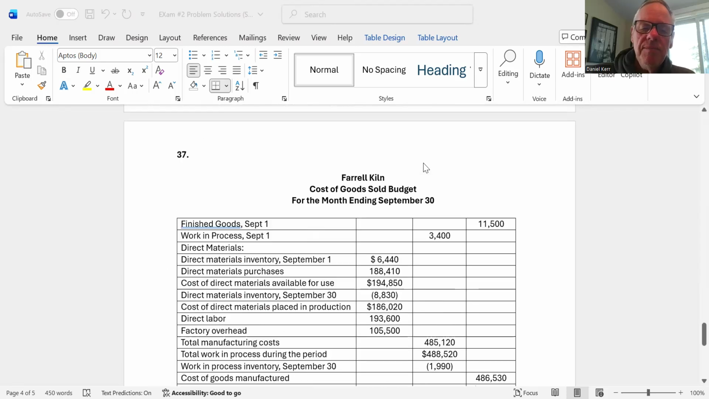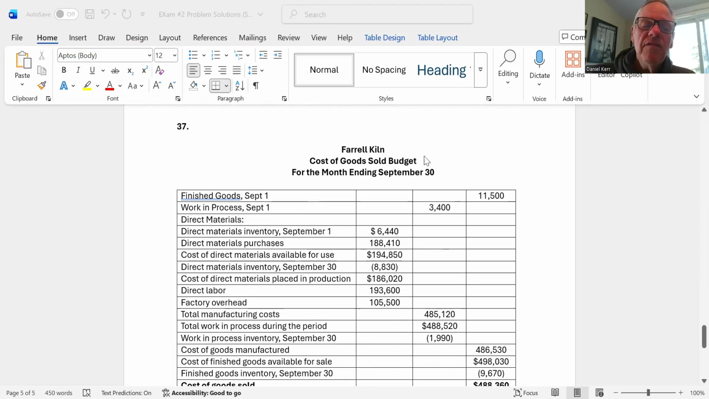And then the last one, again, to get full credit here, you had to show the name of the company, the fact that this was the cost of goods sold budget, and the period of time. So get used to it, if you ask for a full statement, make sure you have the headings on there as well. You wouldn't have gotten full credit even if you had the right computation, if you didn't show the proper headings.